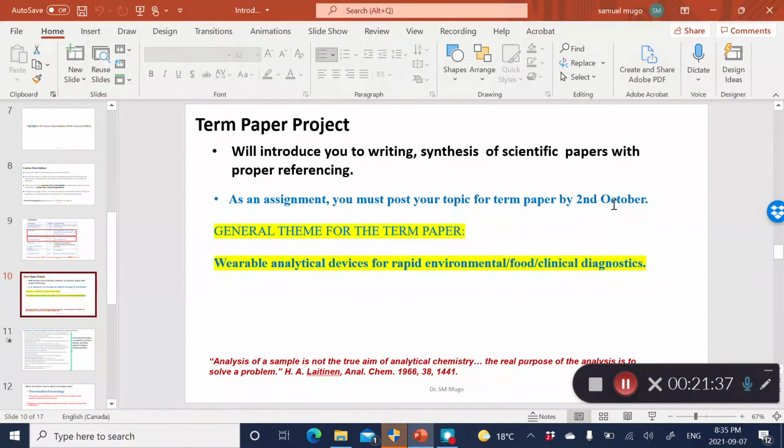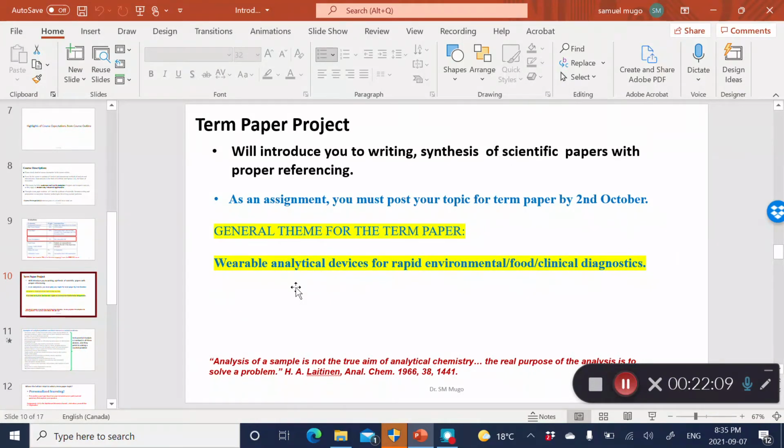So the theme for this semester, all term papers are going to be based on this theme that I'm calling wearable analytical devices for rapid environmental, food, and clinical diagnostics. And you're going to see out there, the future of analytical chemistry is creating small devices that can be used for chemical detection at the point of need.